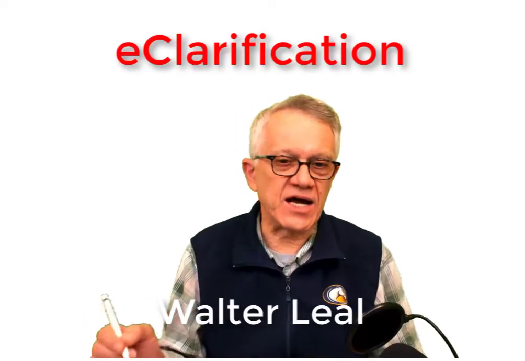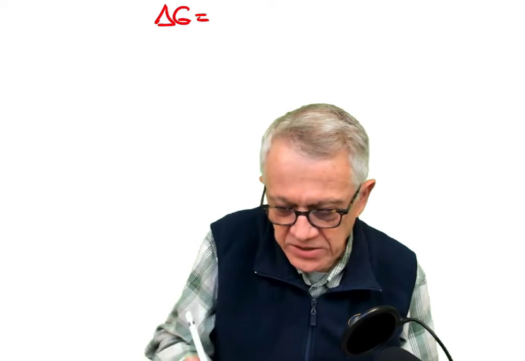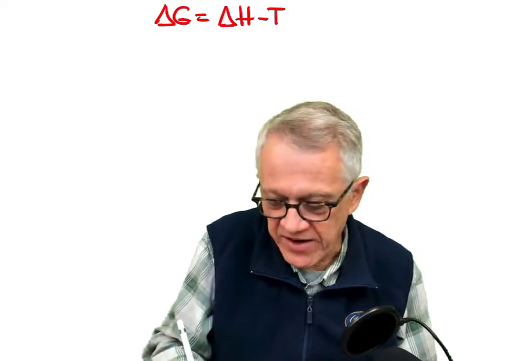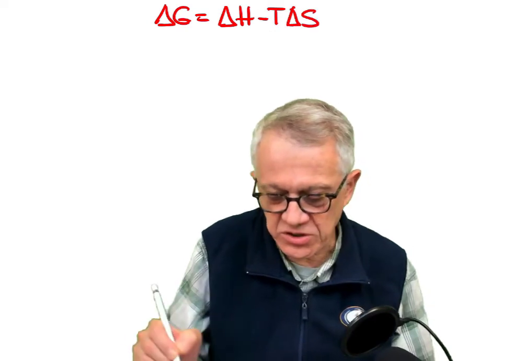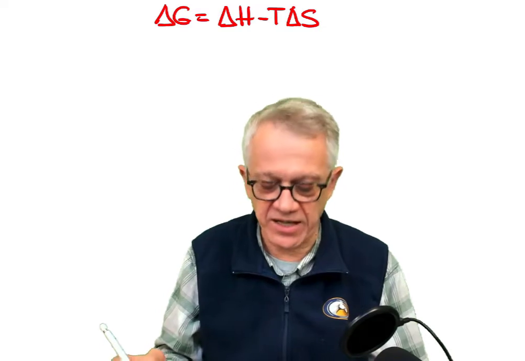Let's revisit now the criteria for spontaneous activity. Let's start by writing the Gibbs equation. It's important that you write this many times because you're going to need it, as I'm not going to provide equations in the exam. So delta G equals delta H minus T delta S.